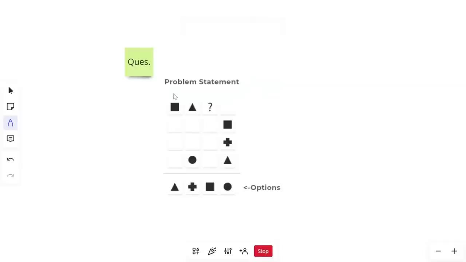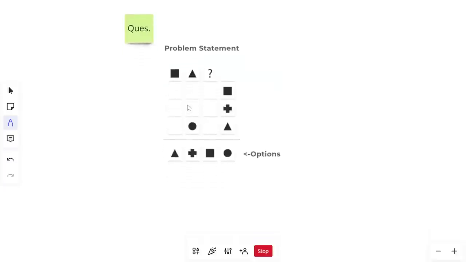Let's look at this question. So in this question, we have this problem statement where we need to find out which of the given symbols will come in place of the question mark. Okay. So let's try to solve this. Before that, if you want to understand how this logic works, I would suggest that please pause for a second, try to think on your own, and then you can proceed with it.